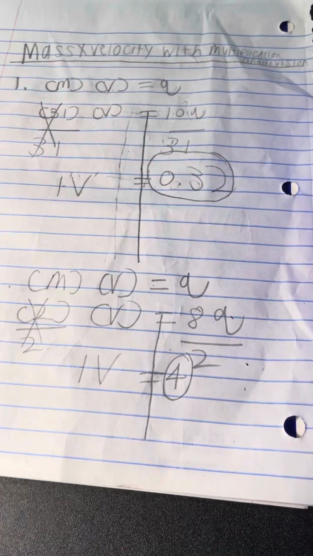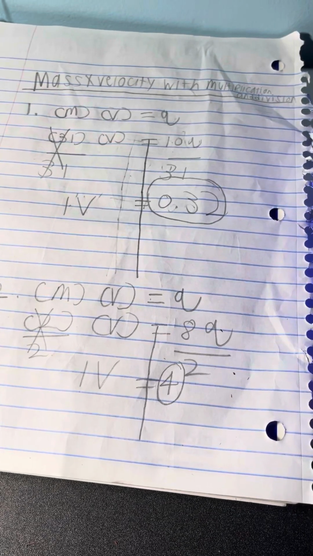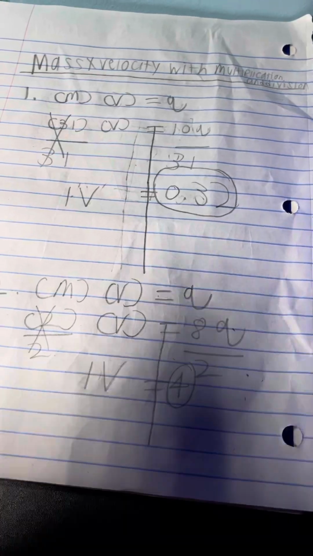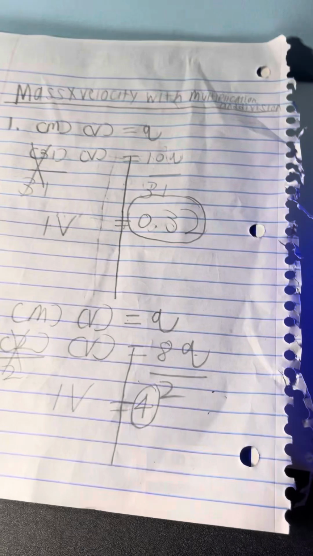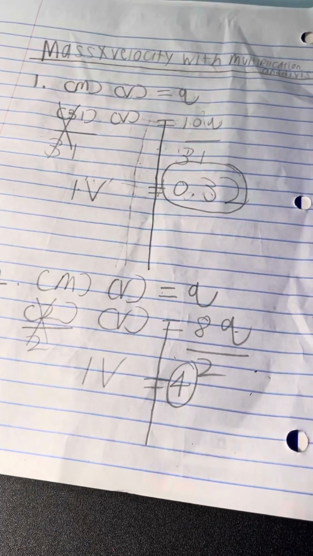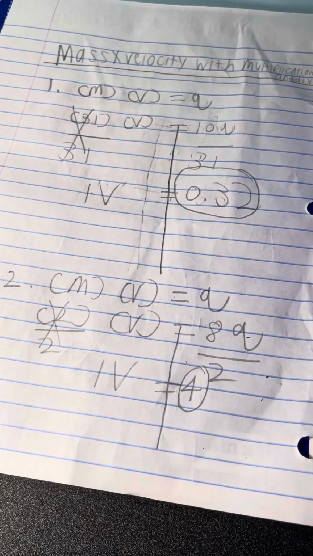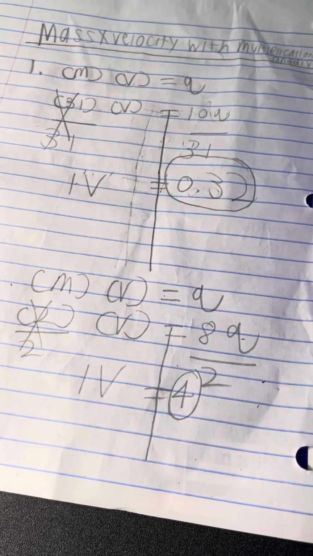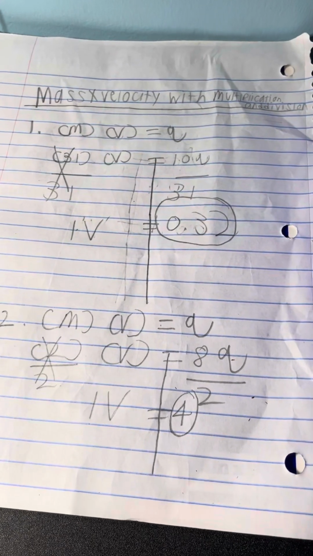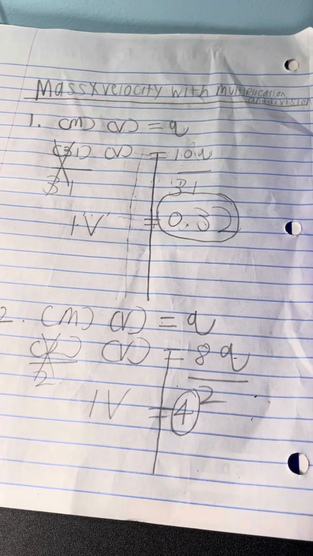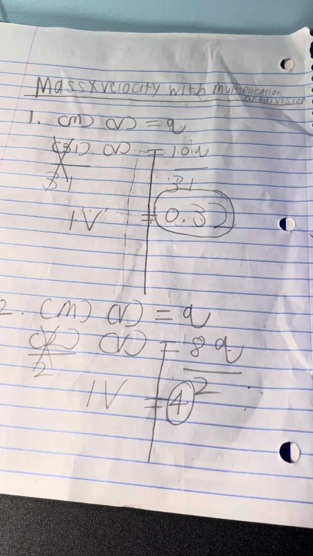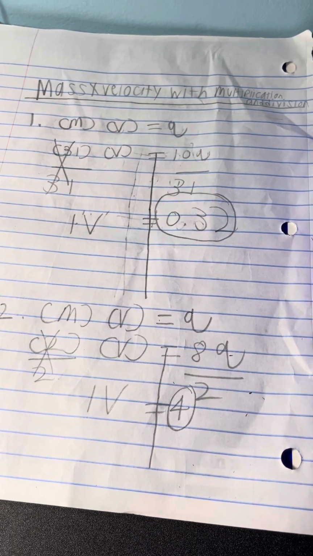So, that is how you do mass times velocity with multiplication and division. So you do mass times the velocity equals the quantity, and then do numbers. And then in order to get the velocity, you have to do the opposite of multiplication, which is division. And then you solve it and then get it. So yeah. Looks like everybody should understand it because I taught you this just now. So yeah.